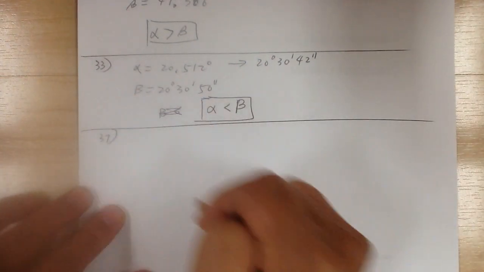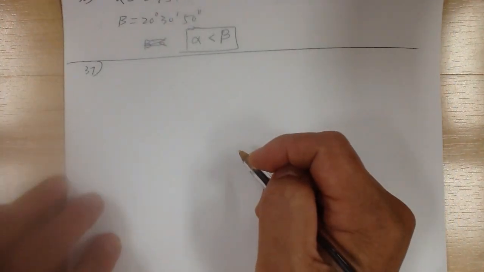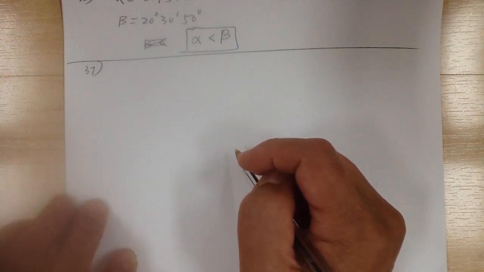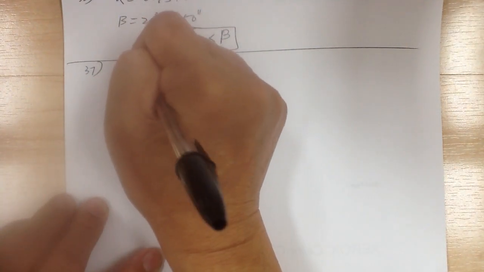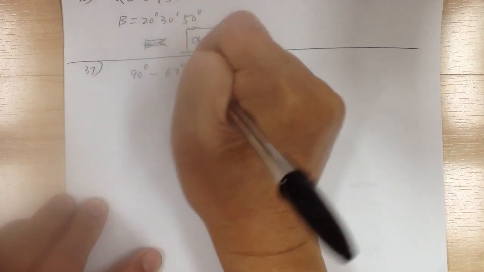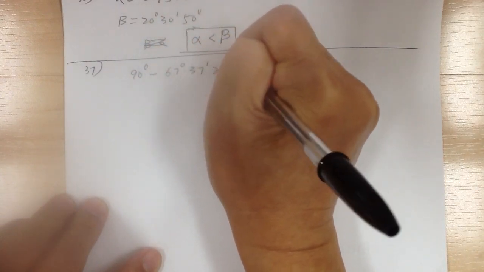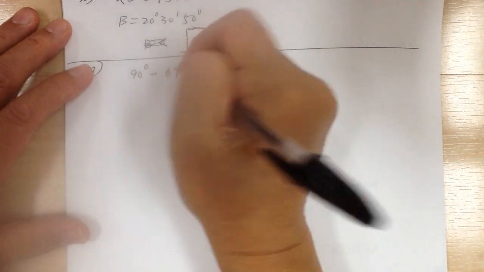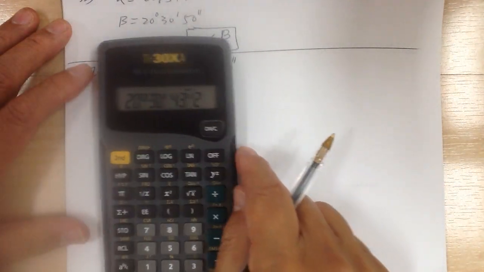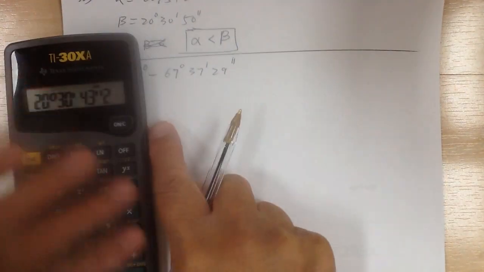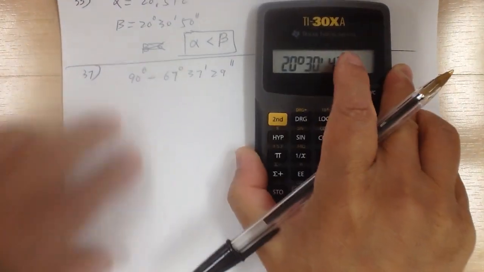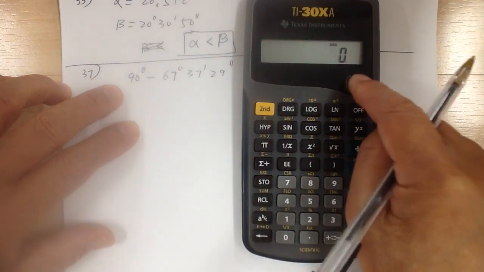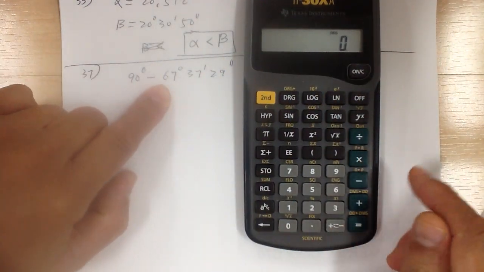Okay, number 37. This one you just want to subtract. So you have 90 degrees minus 67 degrees, 37 minutes, 29 seconds. You probably want to go backward because it depends on your calculator. For the TI, you cannot enter this directly, so I'm going to go backward.